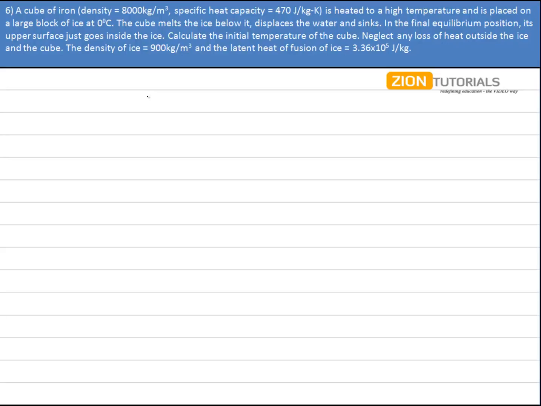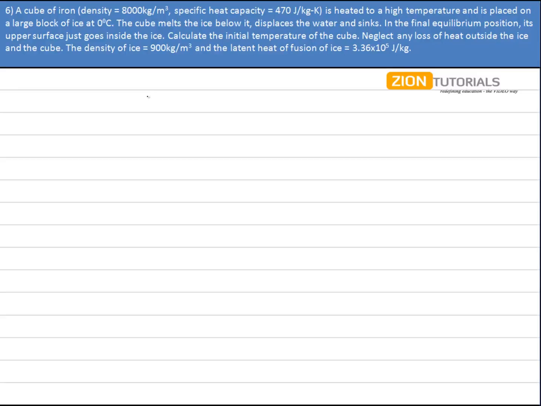Now this question is a little bit tricky, okay, but it is very simple. A cube of iron, some data given, is heated to a very high temperature and is placed on a large block of ice at 0 degrees Celsius. The cube melts the ice below it, displaces the water and sinks. In the final equilibrium position, the upper surface just goes inside the ice. Calculate the initial temperature of the cube and neglect any losses of heat outside the ice and the cube.